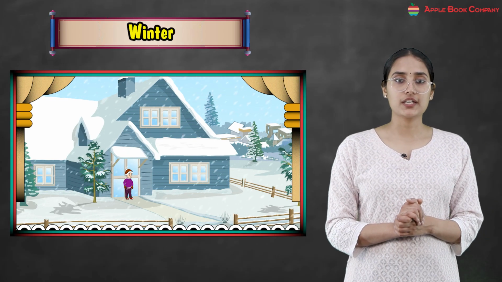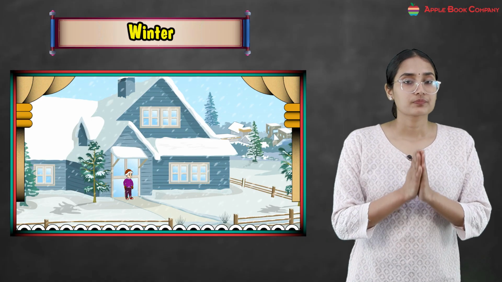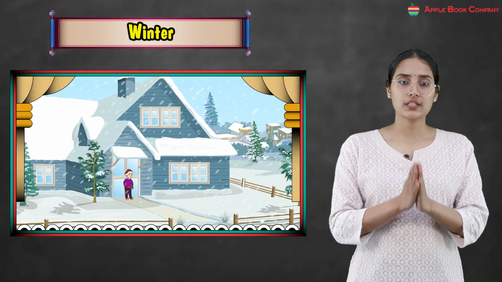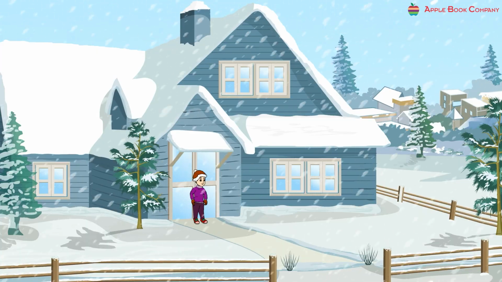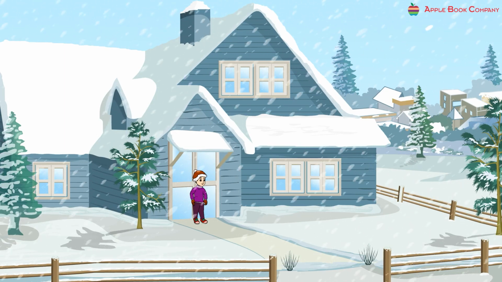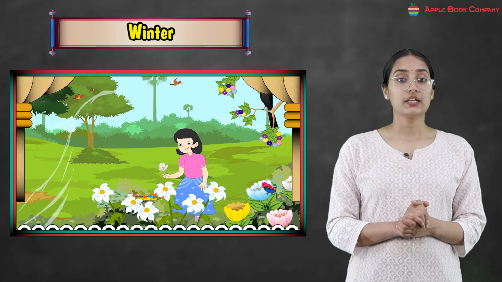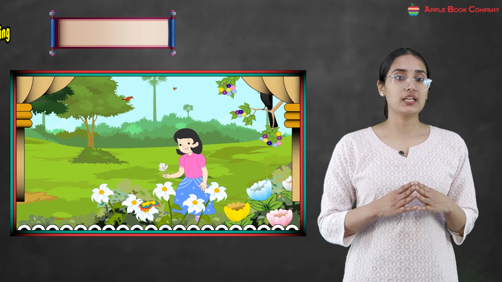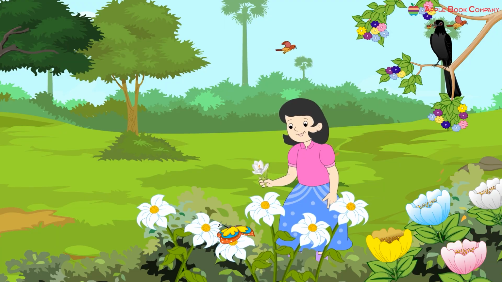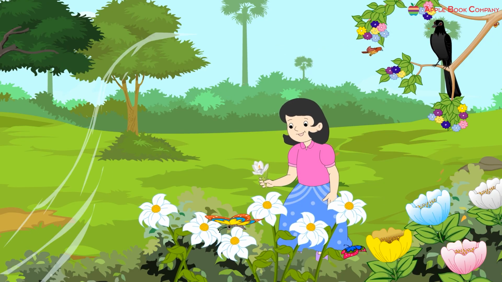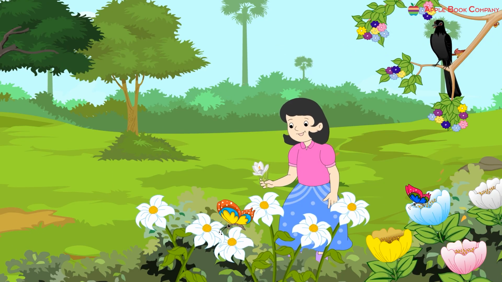at some areas, right? Now, generally during this time of the year, we wear warm clothes like sweaters and jackets to protect us from the cold. And we enjoy hot foods and beverages. And finally comes the spring. So spring in India, kids, lasts from February to March, marking the change from winter to summer, right?